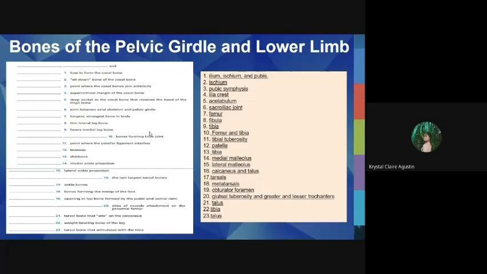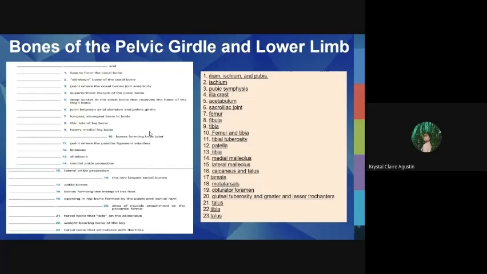And number 11, it is the point where the patellar ligament attaches. And the answer is tibial tuberosity. And number 12, it is the kneecap. So the answer is the patella. And number 13, the shin bone, it is the tibia. And number 14, medial ankle projection. It is the medial malleolus. And number 15, lateral ankle projection. It is the lateral malleolus.